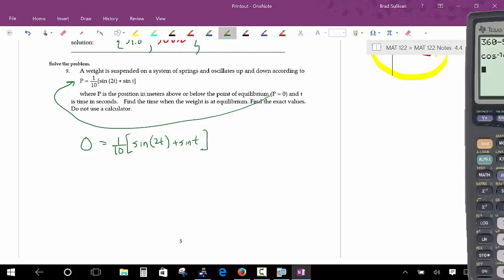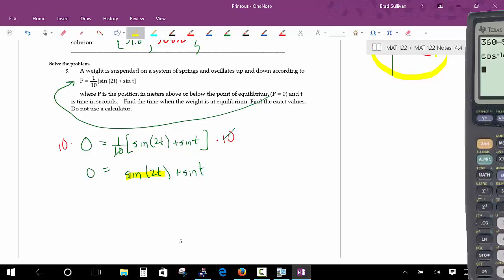equation. Okay? Well, the first thing I would do is get rid of my fraction 10. So I'm going to multiply both sides by 10, and then that's going to give 0 equals, that's going to cross that out, equals sine 2t plus sine t. Okay? So I want to see how observant you are. Now you cannot factor this. Okay, you can't factor, sine 2t and sine t are totally different entities.